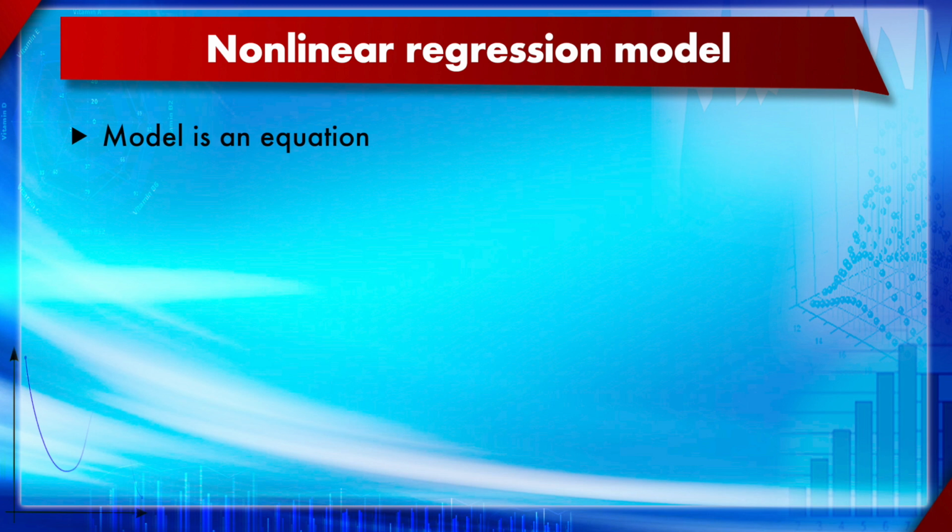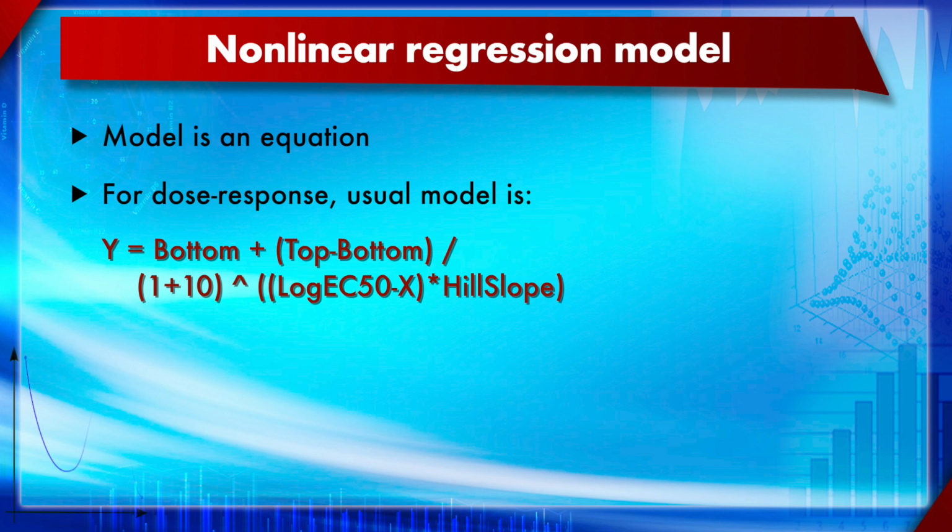Every data set has its own equation, which is not linear though. For dose response, the usual model is that y is equal to bottom plus top minus bottom divided by 1 plus 10 to the power of log EC50 minus x multiplied by Hill slope. That is the formula that is being used here.